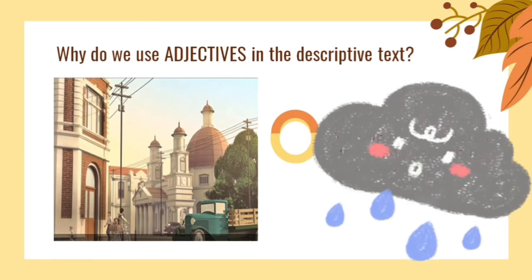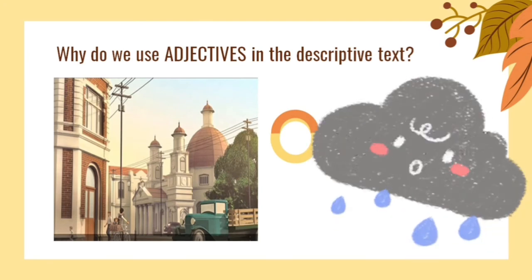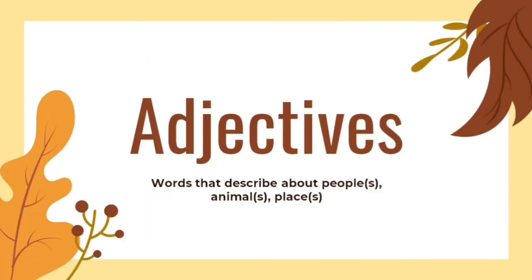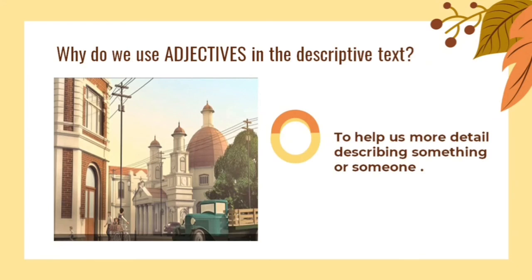The last one is adjectives. Why do we use adjectives when we write descriptive text? First of all, adjectives are words that describe persons, things, animals, and places. Come on, back to the question. Why do we use adjectives in descriptive text? Because they help us describe something or someone in more detail.